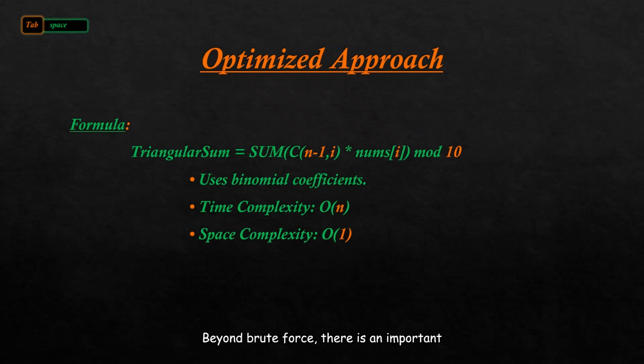Beyond brute force, there is an important mathematical approach using binomial coefficients. The triangular sum can be represented as a summation of combinations of n minus 1 choose i multiplied by nums[i], taken modulo 10. This uses the connection between Pascal's triangle and the reduction process.